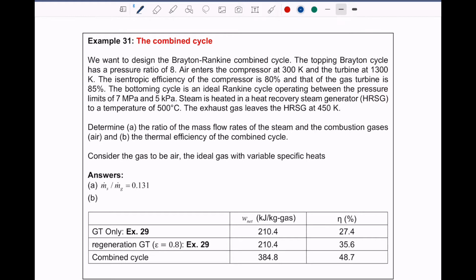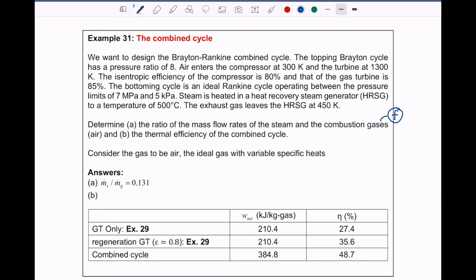So we want to calculate the ratio of the mass flow rates of steam and the combustion gases. That is F. And also we want to calculate the thermal efficiency of the entire combined cycle. In order to calculate that, let's assume that the gas in the gas turbine is still air, and that is an ideal gas. But now we consider variable specific heats.